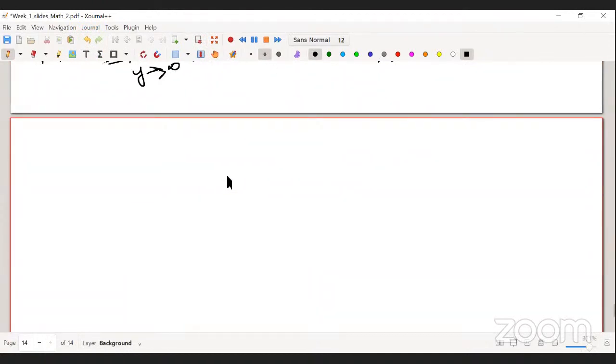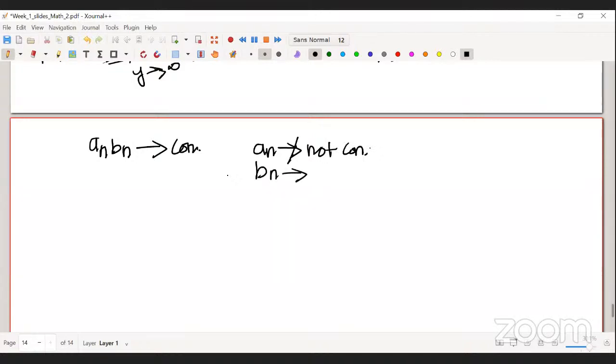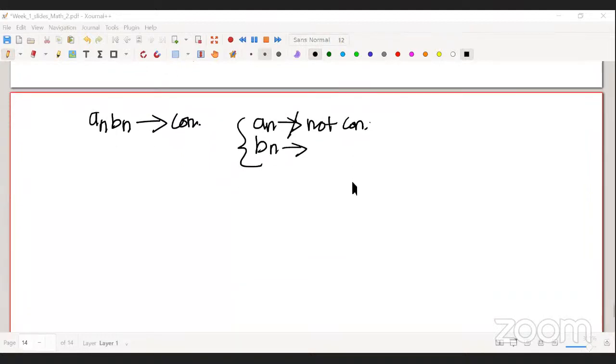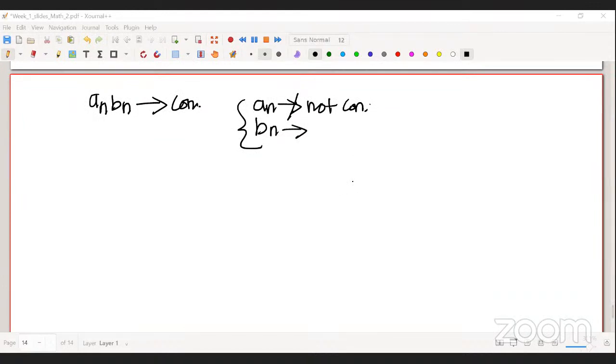So it's saying that an times bn converges, but neither an converges nor bn converges. You can have two sequences an and bn such that both don't converge, but their product is a convergent sequence. Any idea? I was guessing x and x square, but the product does not lead to convergence.